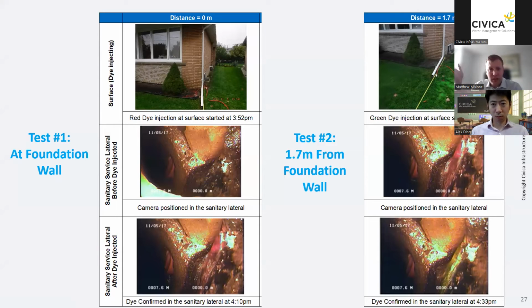And so this is just an example. We would test right at the foundation wall, we'll call it 0 meters from the foundation, and we would pour dyed water. So the first one on the left, we poured a red dye right at the foundation wall, and then we would see it in the sanitary lateral and the main line within 10-20 minutes.